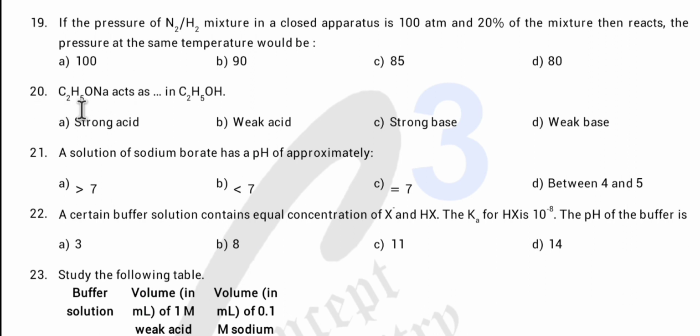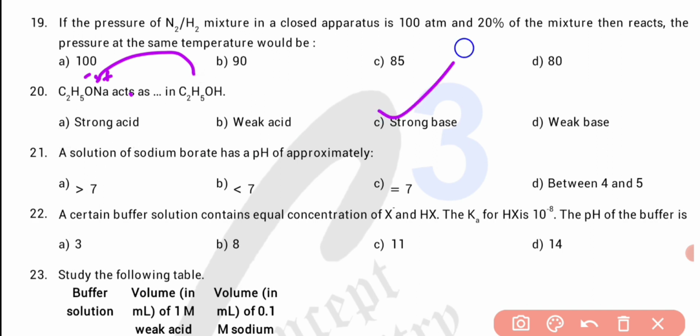Question number 20. Sodium acetate in ethanol. We know that this is the conjugate base of ethanol, which is a very weak acid. For a weak acid, the conjugate base, C2H5O minus, is very, very strong. So this is a strong base. The answer is strong base. 21. A solution of sodium borate has a pH of approximately? Sodium borate is a basic salt.